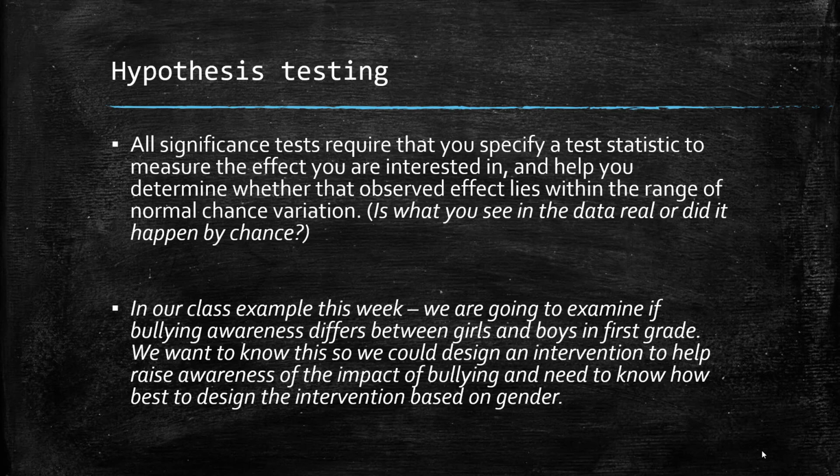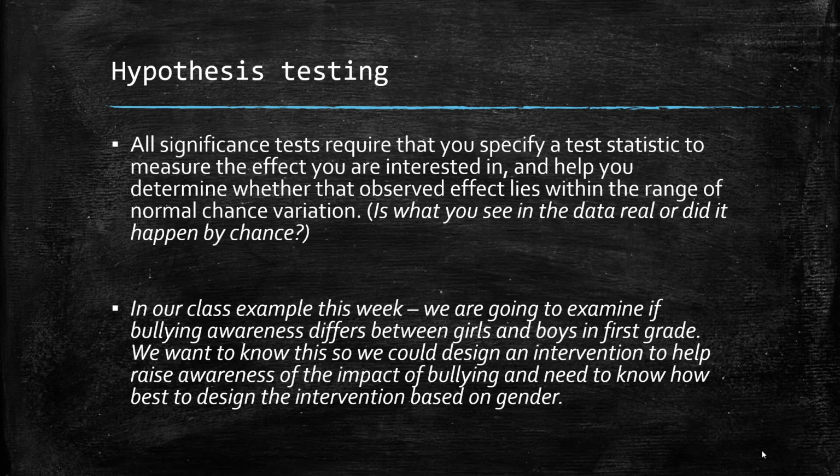So exactly what is hypothesis testing? Because that's what we're going to be doing when we calculate a t-test. All significance tests require that you specify a test statistic to measure the effect you're interested in and help you determine whether that observed effect lies within the range of normal chance variation. Now, that's quite a mouthful to say, but basically, hypothesis testing requires that we choose a statistic, and this one's going to be the t-test, to measure the difference in what we observe.